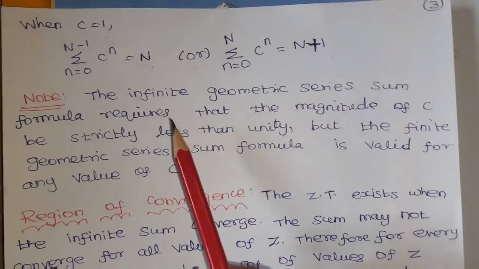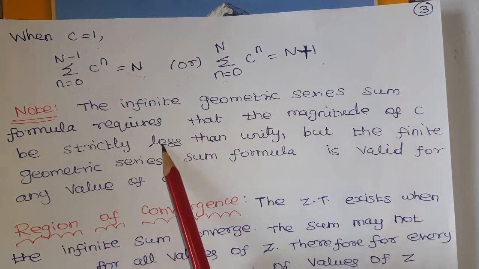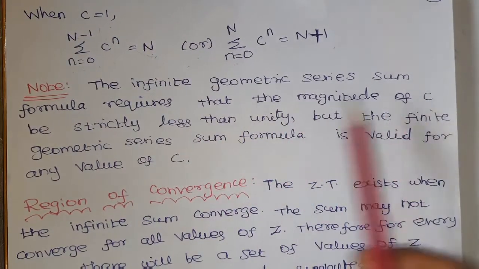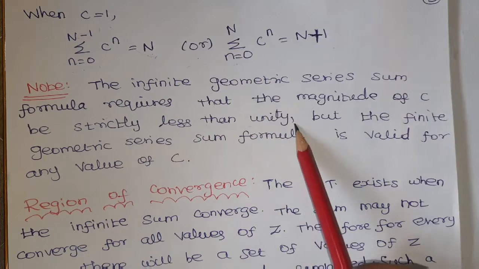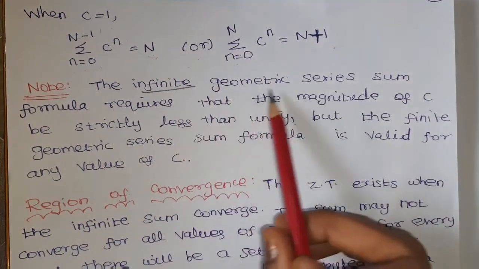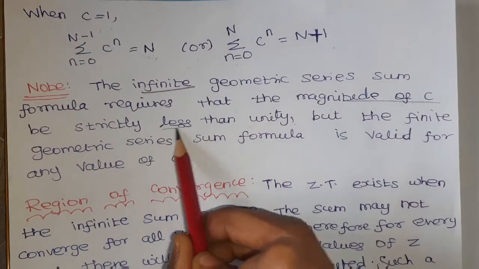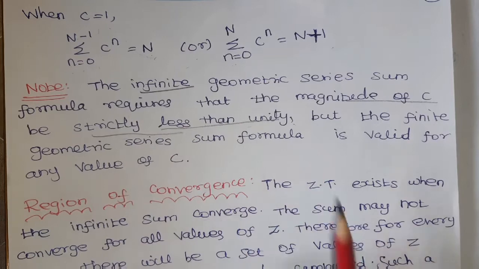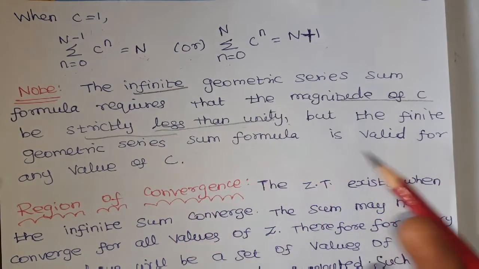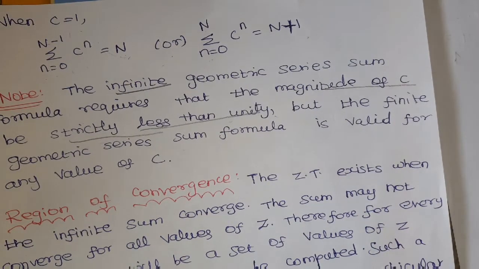Note, what is the note here? The infinite geometric series sum formula requires that the magnitude of C be strictly less than unity. For the infinite geometric series formula, the magnitude of C should be strictly less than unity. But the finite geometric series formula is valid for any value of C. That's what we have seen earlier.